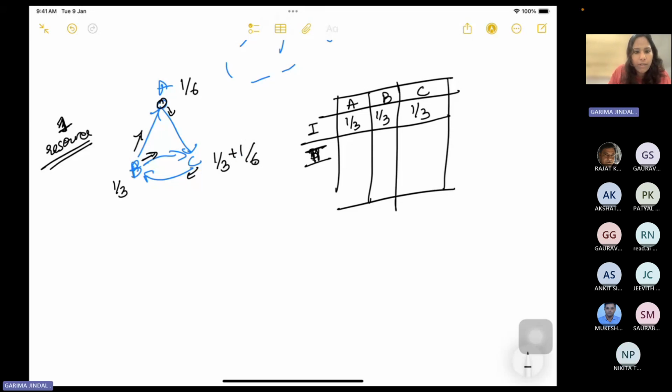Is this calculation clear to everyone? By the end of the next iteration, A will have score 1/6, B will have score 1/3, and C will have 1/3 plus 1/6, which is 1/2. Up till now, any doubt? Anyone?